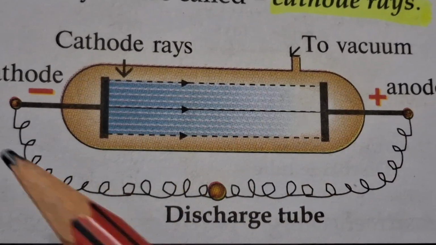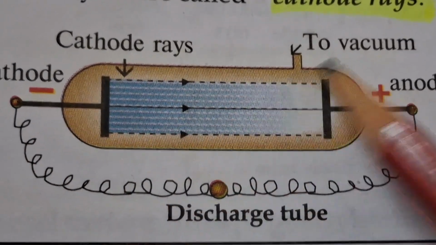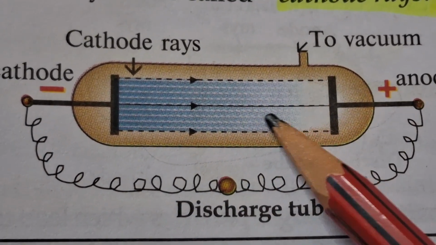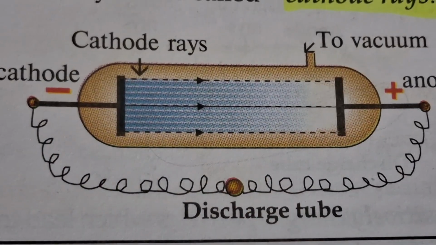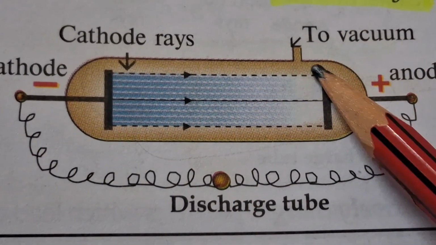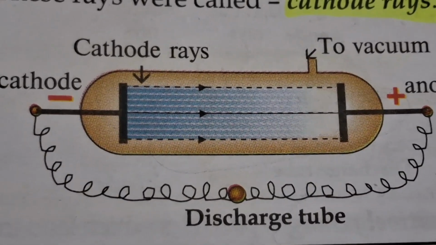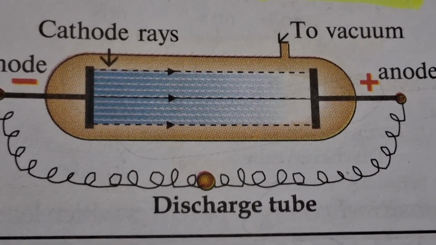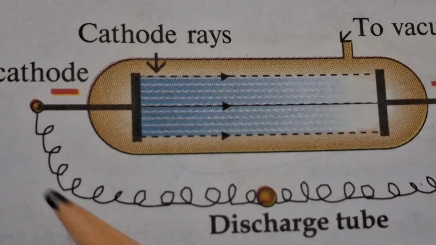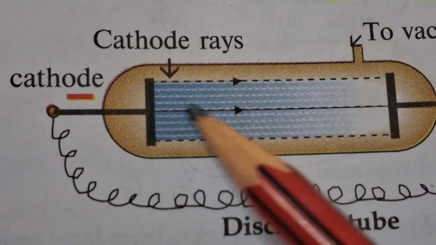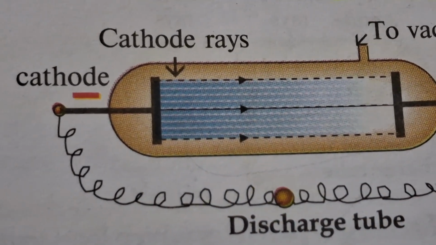So here the rays are being emitted. It's a vacuum tube. Here this is a cathode and this is an anode. Totally it is vacuum, and here cathode rays are emitted. Blue rays are emitted from the cathode. So these are cathode rays.